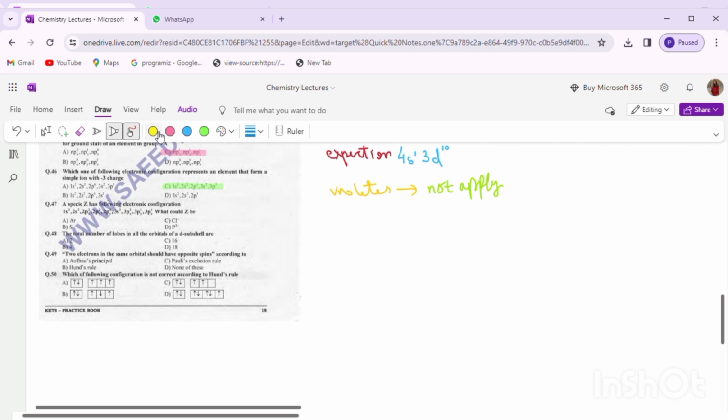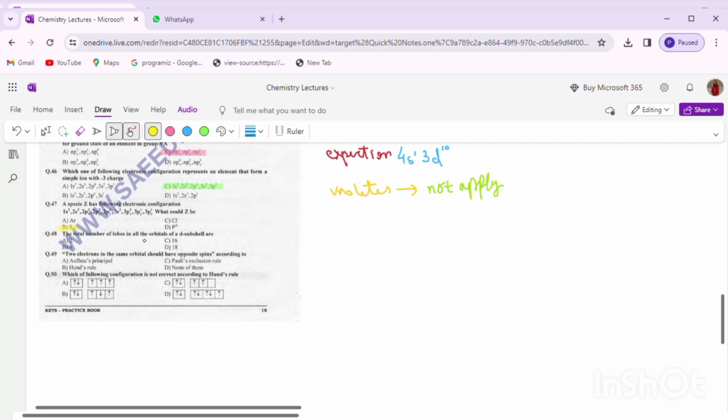Wait, let's check it again, right? We need to see 2, 4, 6, 8, 10, 12, 14, 15, 16, right? We know that 16 is the atomic number of sulfur, right? 16 is the atomic number of sulfur, so this is the correct option.